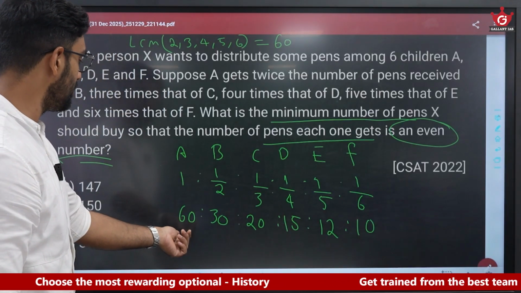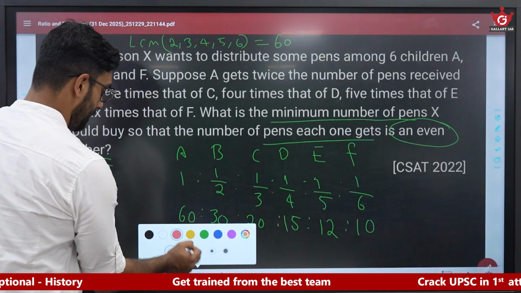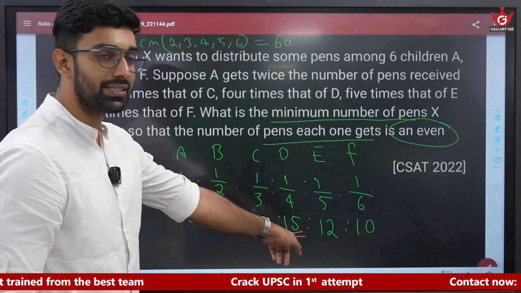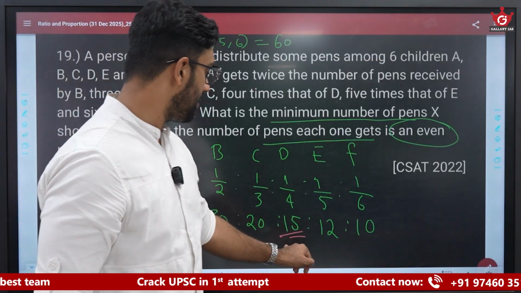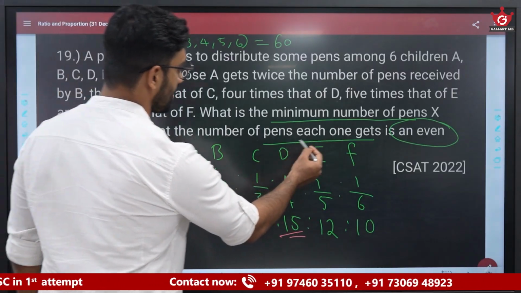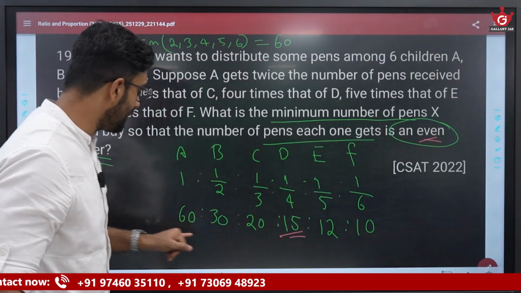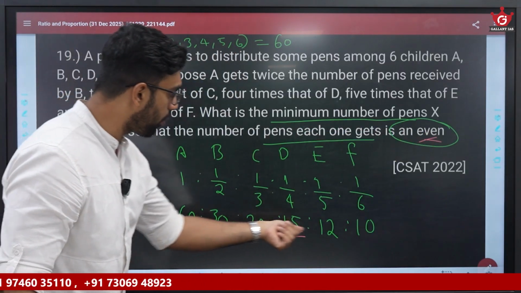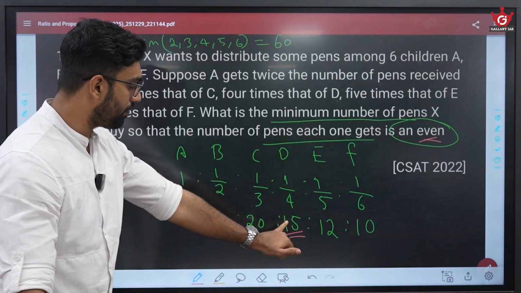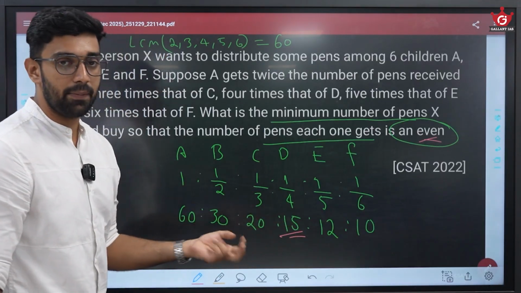From here we know that it is a minimum quantity, but one of them is an odd number. 15 is an odd digit. The others are even numbers, but 15 is odd. The condition says that the number of pens each one gets must be an even number. If there were no such condition, the minimum number of pens would be the sum of all these. But because it must be even, we are going to multiply the whole proportion by 2.